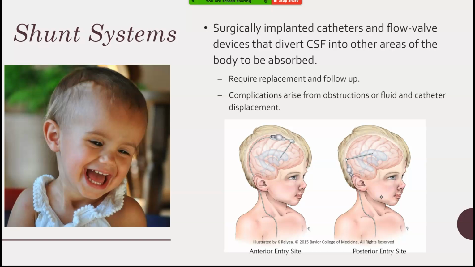Most of the time, if you have a patient who has a shunt and they start having altered mental status and fever, you should suspect that there is an obstruction or some sort of infection involving their catheter. Okay, that should be high on your list of suspicions, just to keep the patient safe.